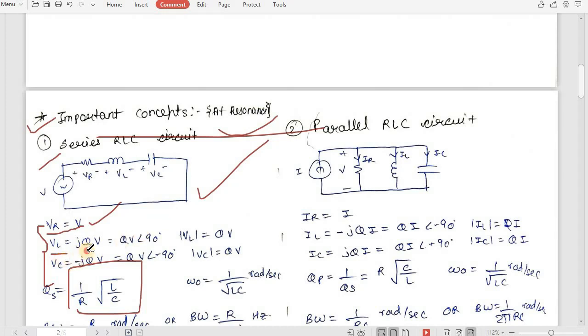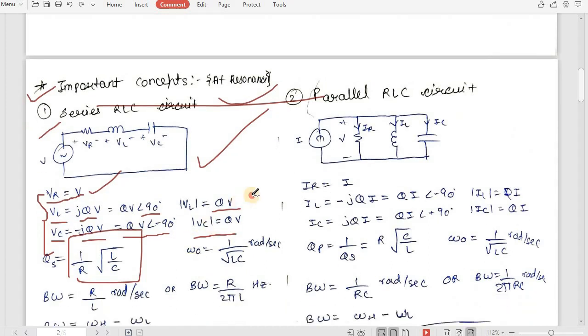So VL will be jQV. If we write it in phasor form, it will be QV angle 90, and the magnitude will be QV only. Similarly, VC is minus jQV, it will be QV angle minus 90, and the magnitude will be QV only. So you can see at resonance the magnitudes of the inductor voltage and capacitor voltage are the same. This is the only reason for which your resistive voltage is equal to your source voltage. As you have seen, V is VR plus jVL minus jVC. If VL and VC are the same, it will be jVL minus jVL, so V equals VR only.